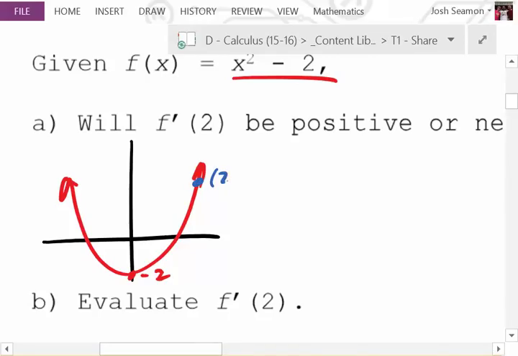2, 2, yeah, 2, 2. If you do the tangent line right here, is that positive or negative slope? Positive. So it's going to have positive slope.